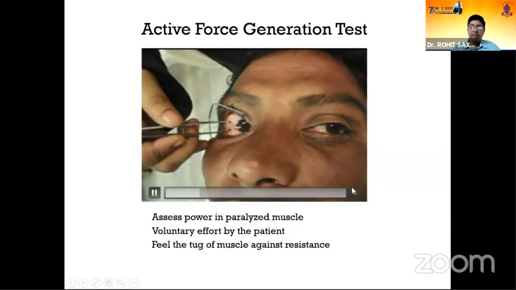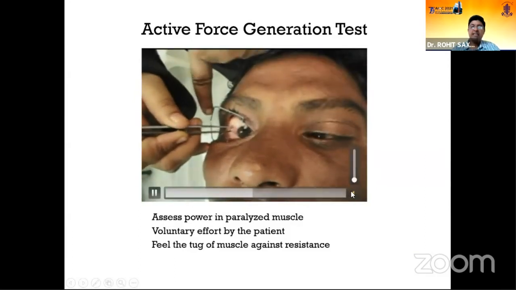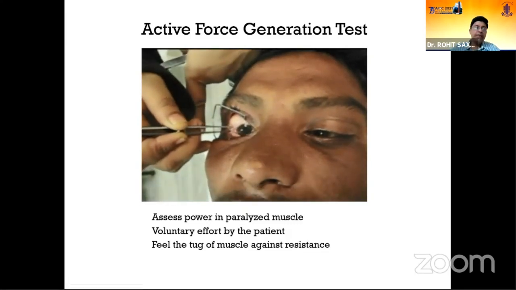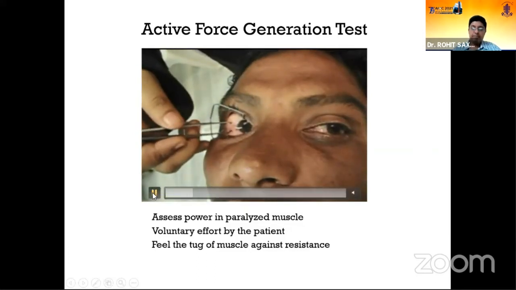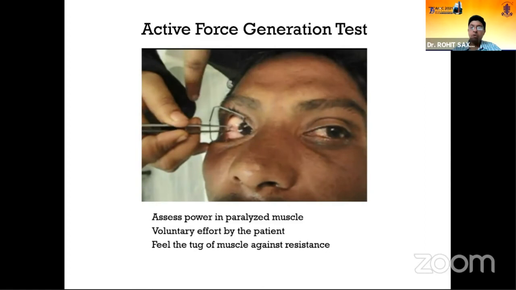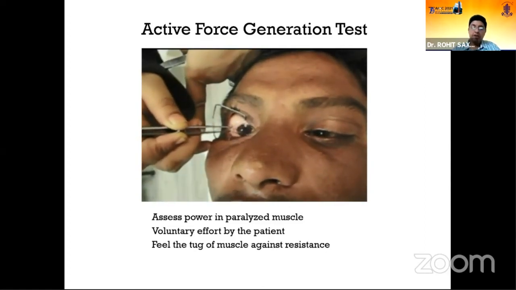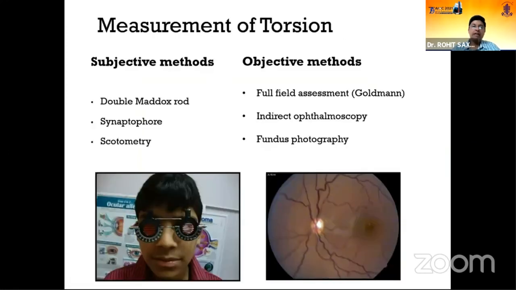Now you need to do an active force generation test in case the forced duction test is tight. If the FDT is free, there is no need to actually do an active force generation test, because if the muscle was actually active, the eye would have rolled spontaneously and normally during voluntary movement. But if the medial rectus is tight and you do not know how much force there is in the lateral rectus, you hold the limbus, then you ask the patient to look into the direction of the muscle which was paretic, and then you feel for the tug. If you can feel a tug, there is an active force in that eye, and your surgery planning accordingly gets modified.